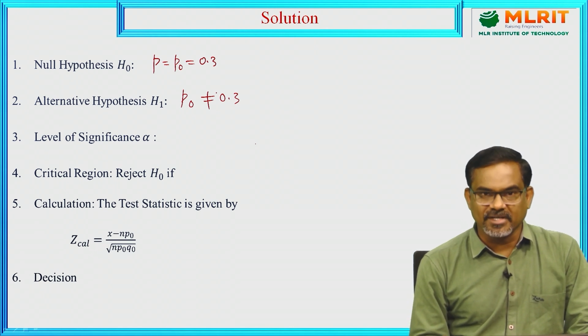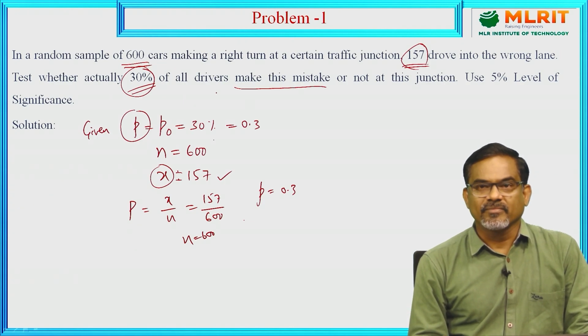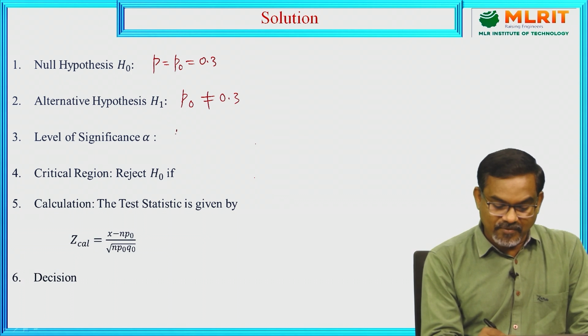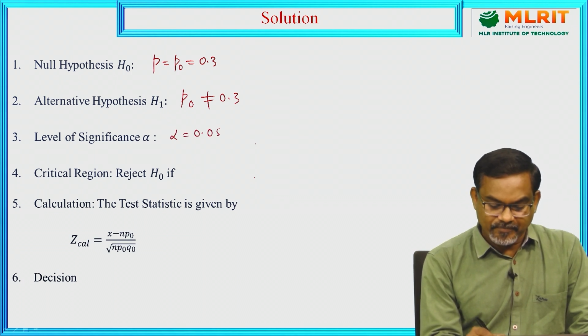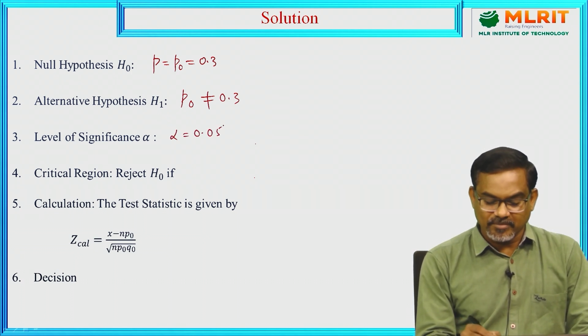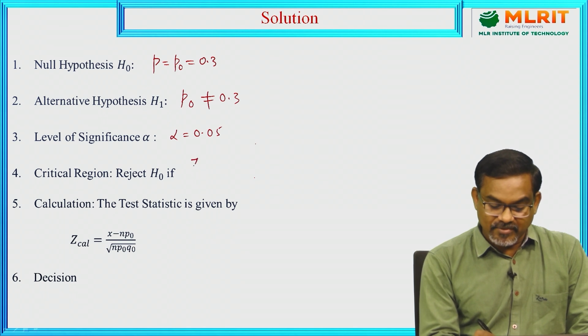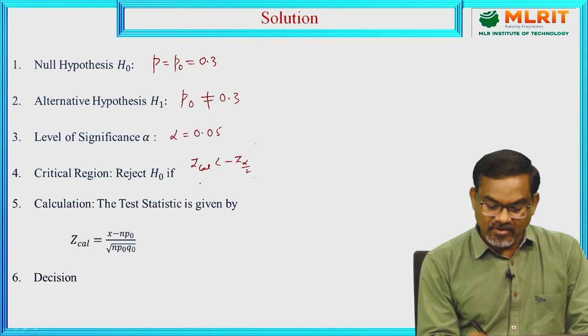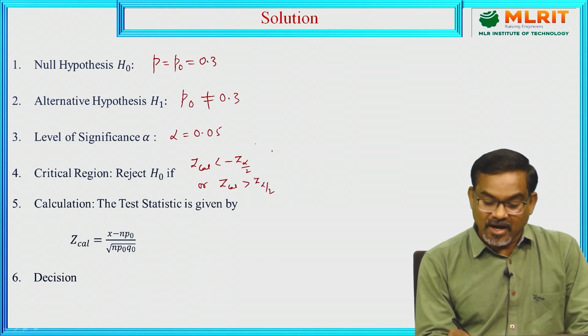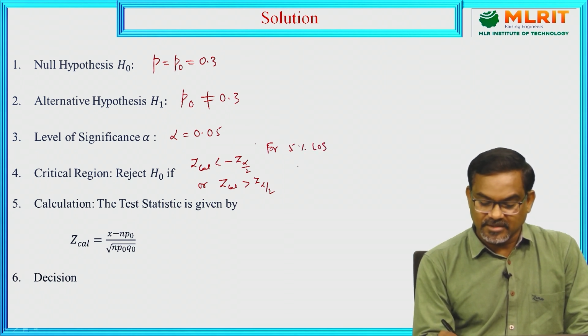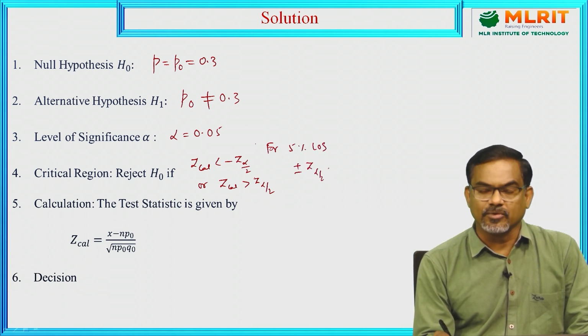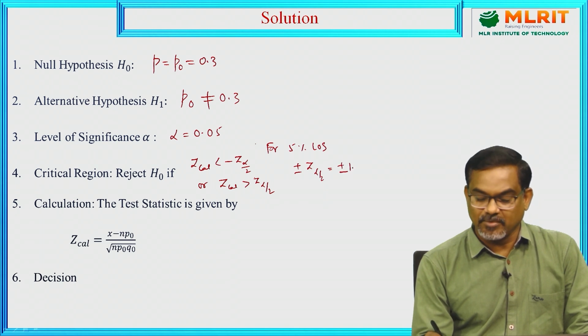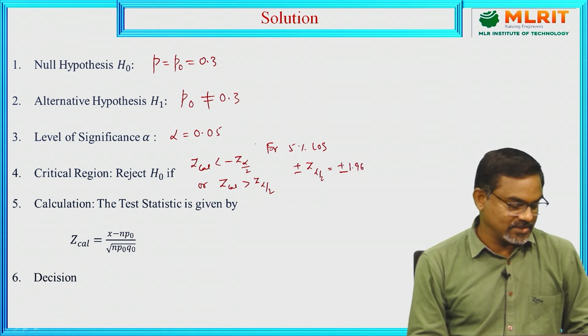Level of significance is given in the problem, 5%. So alpha equal to 0.05, and this is a not equal to problem. So reject H naught if Z calculated is less than minus Z alpha by 2 or Z calculated is greater than Z alpha by 2. And for 5% level of significance, plus or minus Z alpha by 2 values, using the reference table, are plus or minus 1.96.